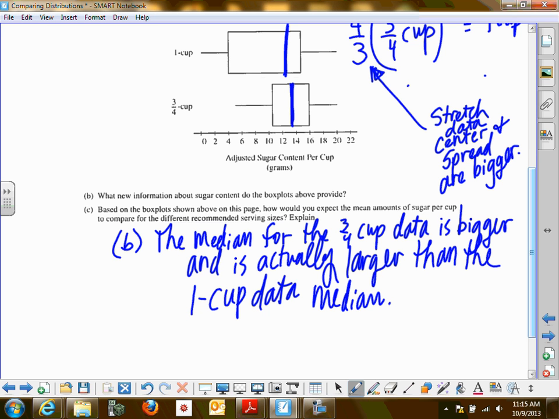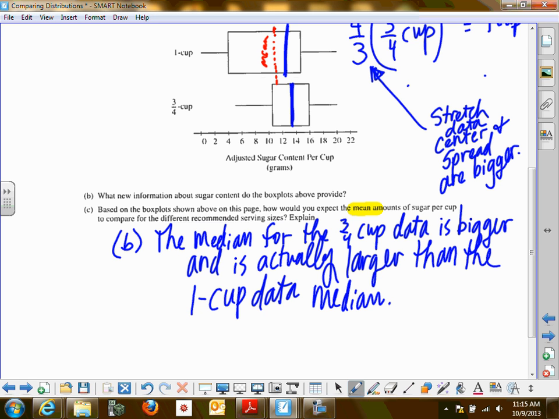Okay, and the final question, question C. Based on the box plots shown above, how would you expect the mean amount of sugar per cup to compare for the different recommended serving sizes? Explain. So in the 1 cup serving, in this top one, where would you anticipate the mean sugar gram intake value to be? To the left, so somewhere over here is going to be our mean because it is pulled in the direction of the skew.